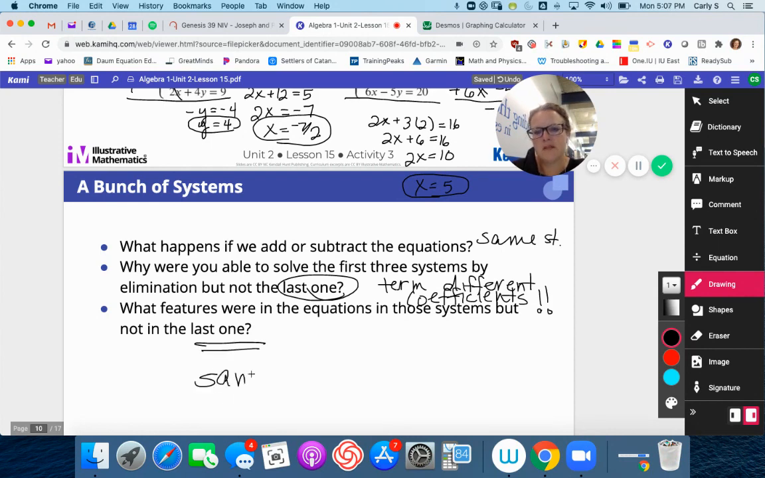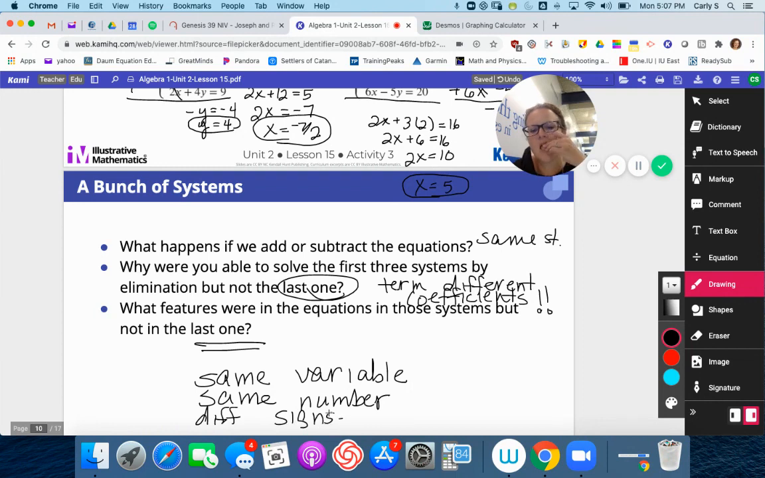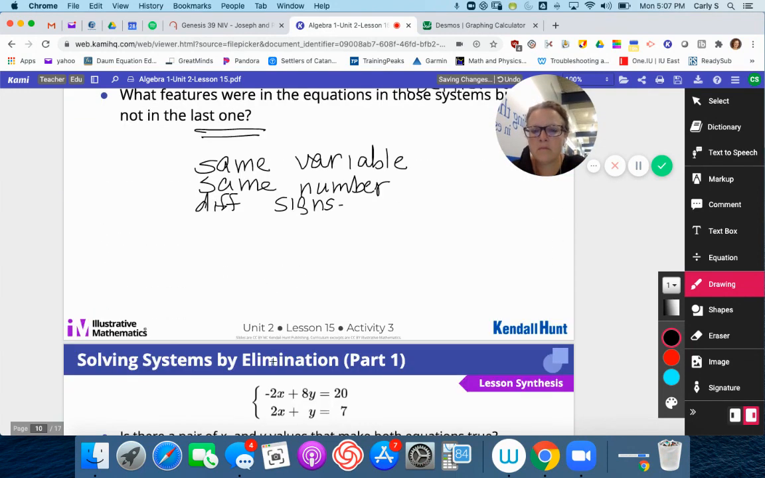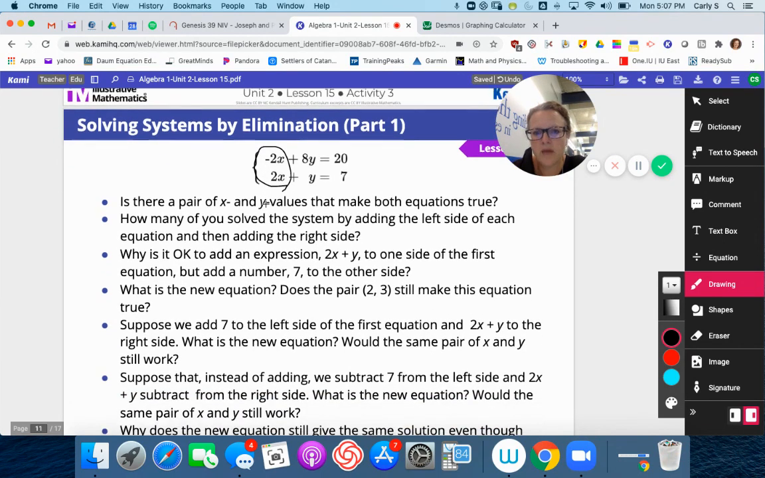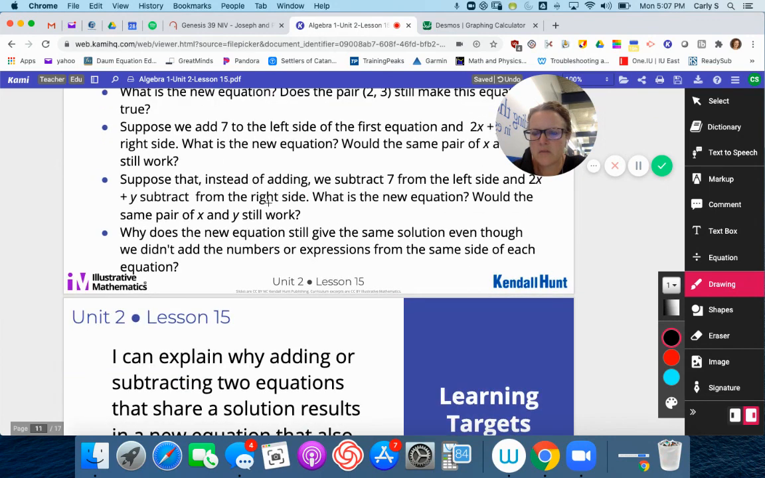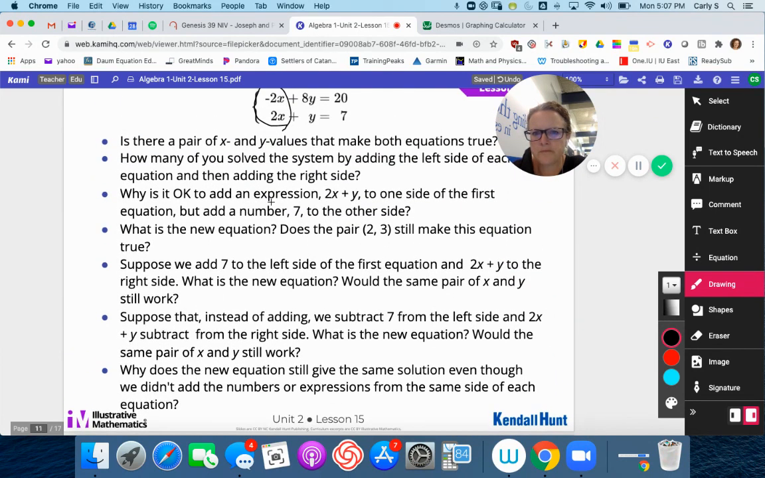Okay, we always want the same variable, same number, different signs. That's what we're always going for. All right, it's a long video, I know. So here, I've got 2 terms with the same variable, same coefficient, different signs. We're good to go, okay? I'm gonna skirt through this. I think we're good. We've really dug this one into the ground.